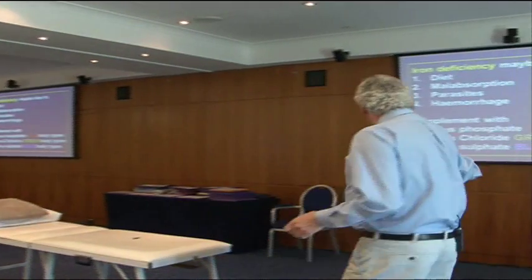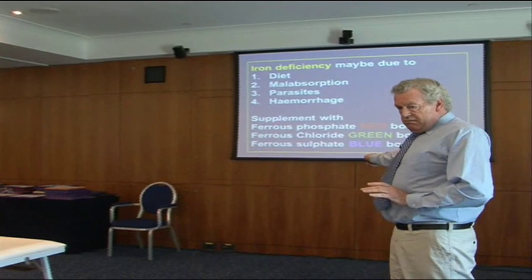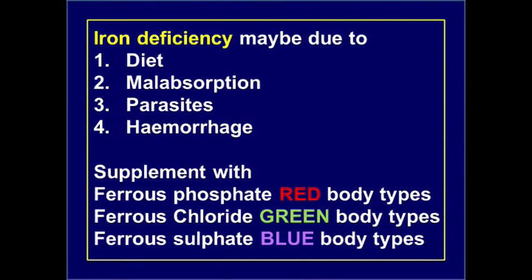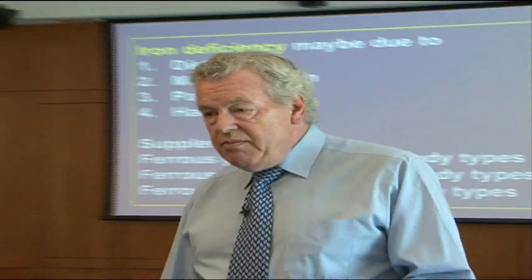Red body types use phosphates. So in the case of iron, they would use ferrous, they're all ferrous, iron phosphate. Now, green people use chlorides, and blue people use sulfates. This is exactly the same with magnesium. It's exactly the same with sodium, and exactly the same with all minerals apart from zinc.